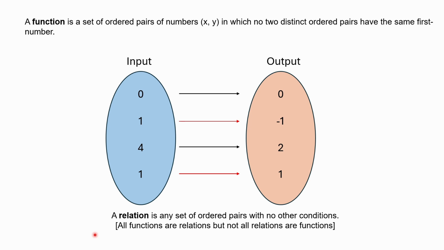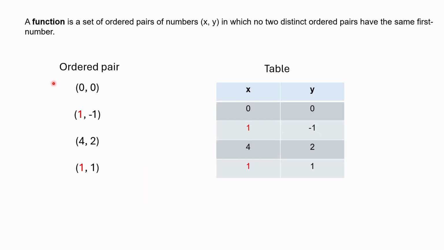So with that definition, we can say that all functions are relations, but not all relations are functions. You can think of functions as just relations, but with a condition, which is that no two distinct ordered pairs have the same first number. Okay, we can see in this set of ordered pairs that we have two distinct ordered pairs, but we have the same first number. This is just the previous example. So this isn't a function.